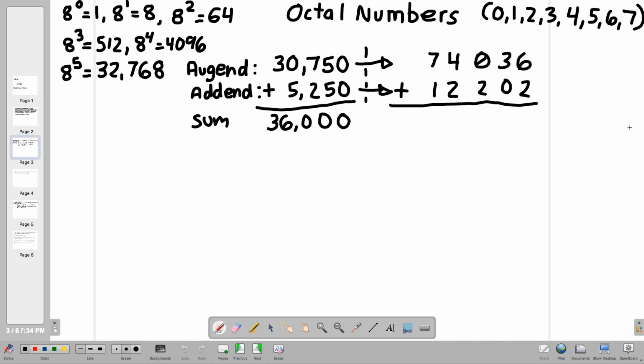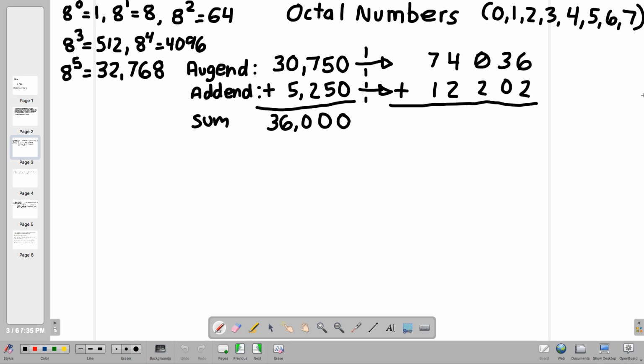Towards the right, we have its octal representation. For the value 30,750, its octal representation is 7, 4, 0, 3, 6. For the addend, its decimal value is 5,250, and its octal representation, towards the right, is 1, 2, 2, 0, 2.